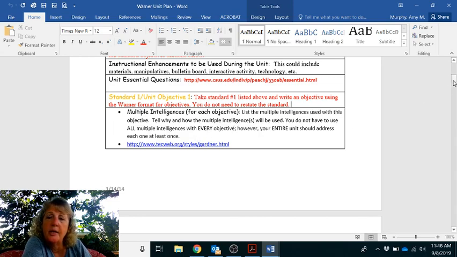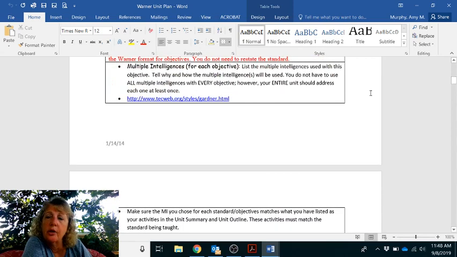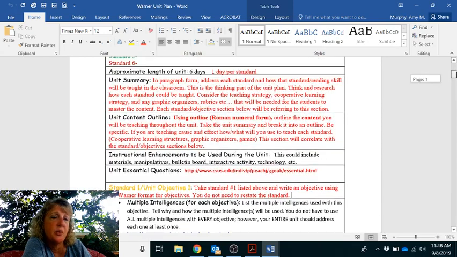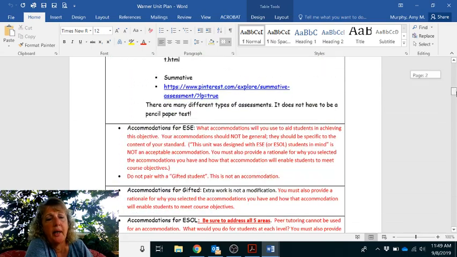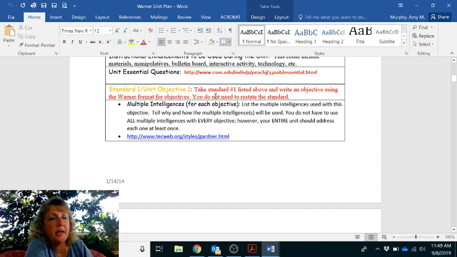Because what I do is I go back to what you put in the summary to see if what you put here matches. So again, like I stated last week, the summary and the outline are the most important parts of the unit plan because it's where you do the thinking. How am I going to teach this standard specifically? So for this week on the unit plan, you are completing the objective for all 6 standards. And you are completing the multiple intelligence section for all 6 standards.